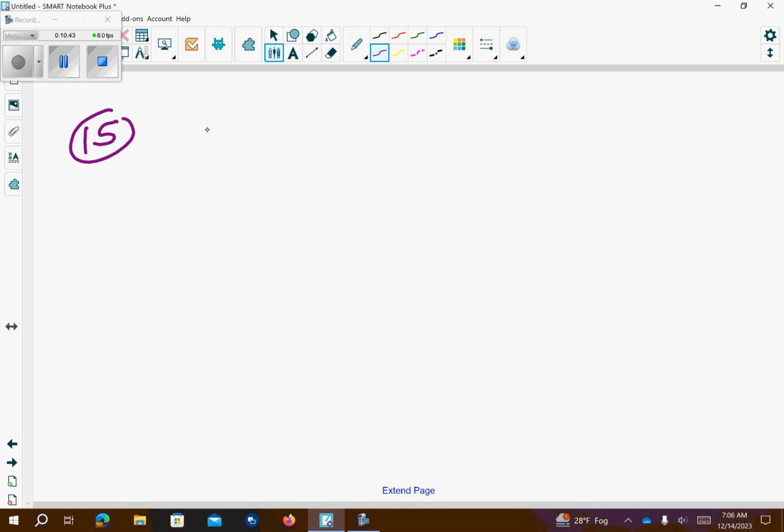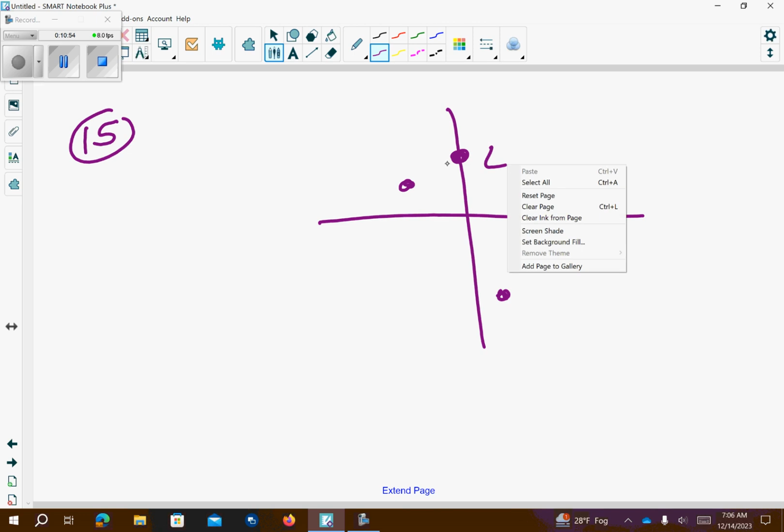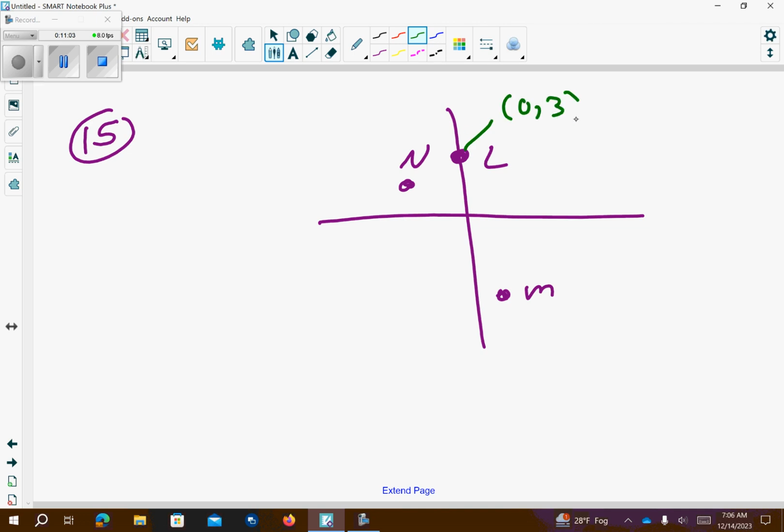Number 15. All right, so we have, I'm going to try and draw that. You have a dot here, you have a dot here, and you have a dot down here. And they have, this is labeled L, and this is N, and this is M. So let's figure out what the dots are first. Well, this dot appears, if I look at it, it looks like it's 0, 3. The N looks like it's at -2, 1. And this is going to be 1, -3. And I was just getting that off of the picture.